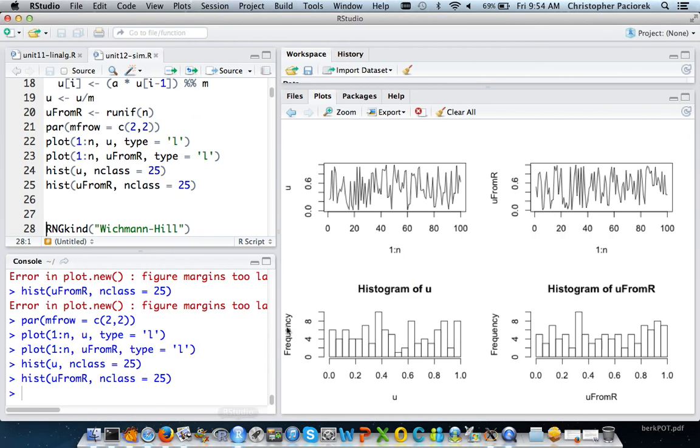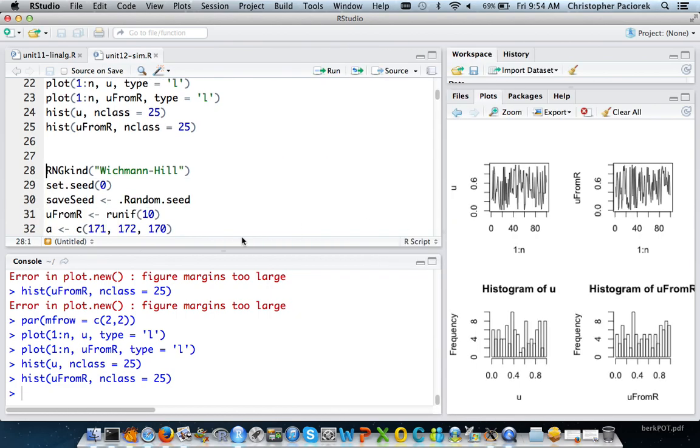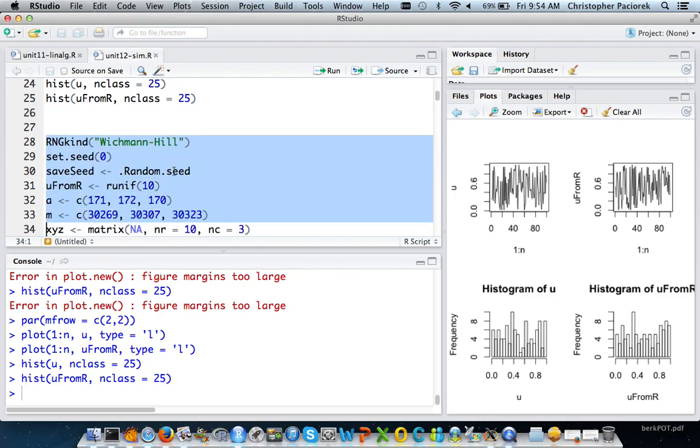So we could actually do this in R, and I'm going to show you this so that we can get a better idea of what the seed is and what that means in these cases. I'm actually going to set the random number generator in R to be Wichmann-Hill, so I do it with this RNGkind function. I'm going to set the seed to 0, and the seed is stored in this object called .Random.seed, so I'm going to save that for the moment.